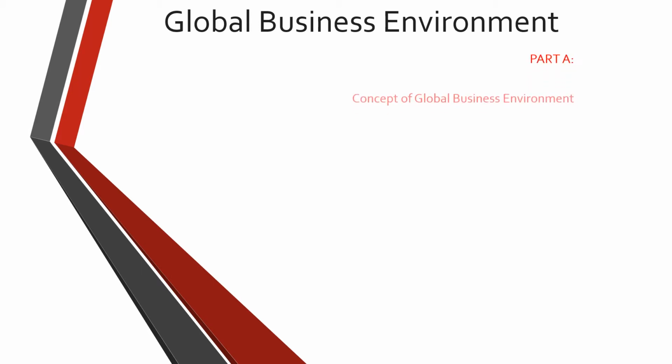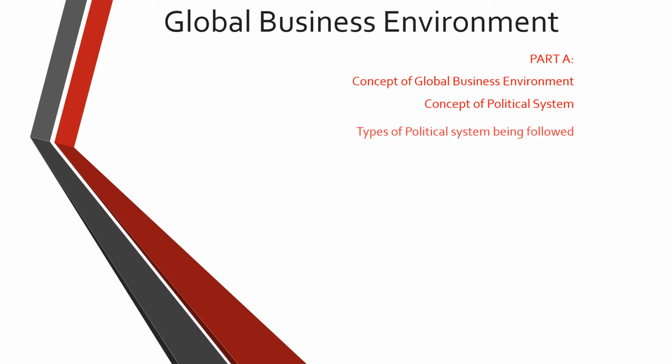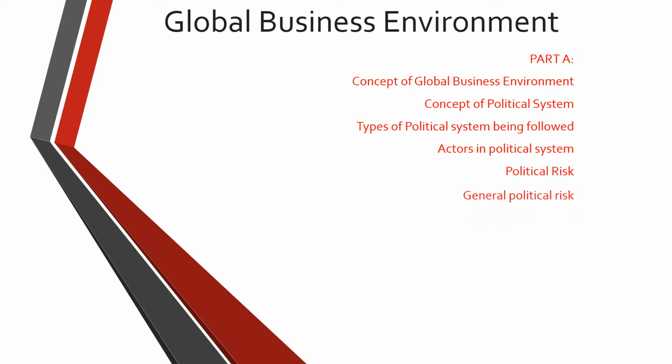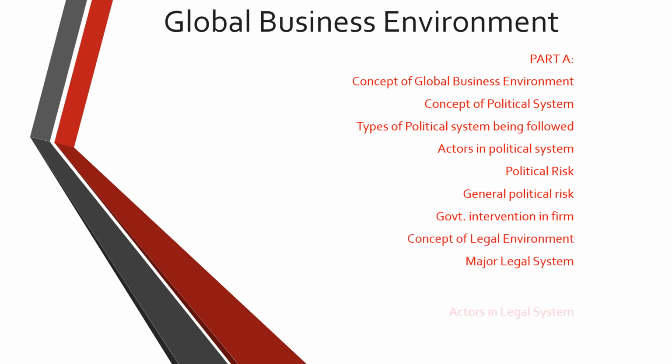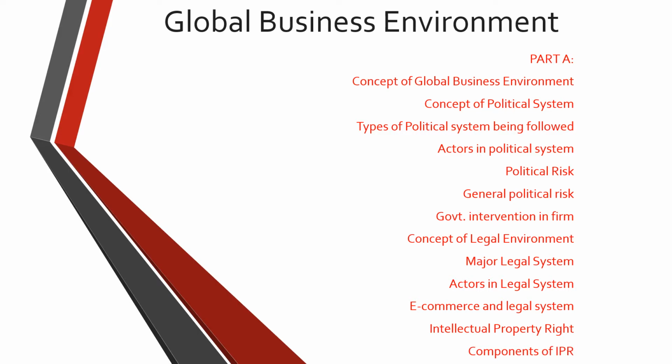So in part A we will discuss the concept of global business environment, concept of political system, types of political system being followed, actors in political system, political risk, general political risk, government intervention in the firm, concept of legal environment, major legal system, actors in legal system, e-commerce and legal system, and intellectual property rights and its components.